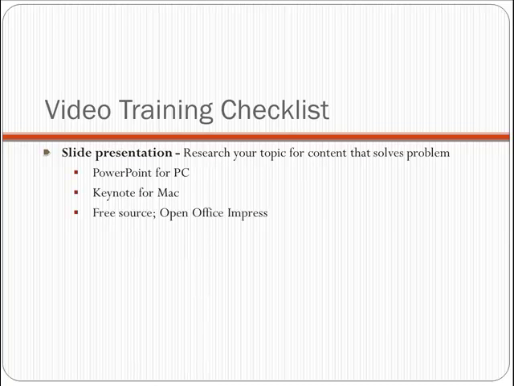So here's your training checklist, your video training checklist. First, you're going to have slide presentations. So research your topic for content that solves a problem. You can get PowerPoint for PC, Keynote for Mac, and you can also use Open Office Impress, which is a free resource that you can get at openoffice.org as well. It's a very good free tool that you can use to create your slide presentations.